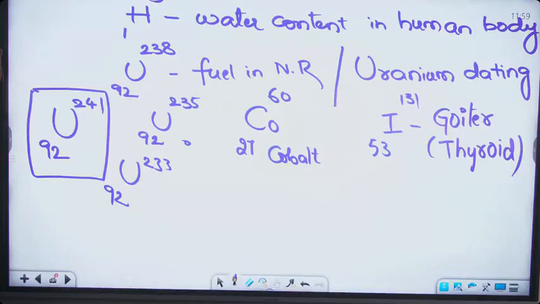Just write a point there. Recently, Japanese scientists have discovered a new isotope of uranium. That is uranium 92-241. So this is about the case of isotopes.